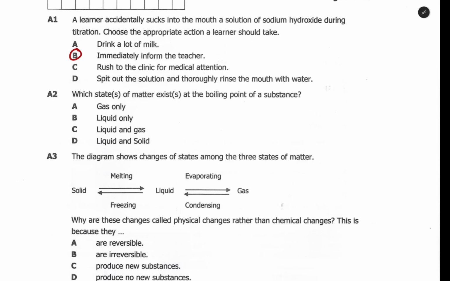Then question 2: which states of matter exist at the boiling point of a substance? At the boiling point of a substance, the substance is changing into gas, but it is still some liquid. So in other words, liquid and gas exist.